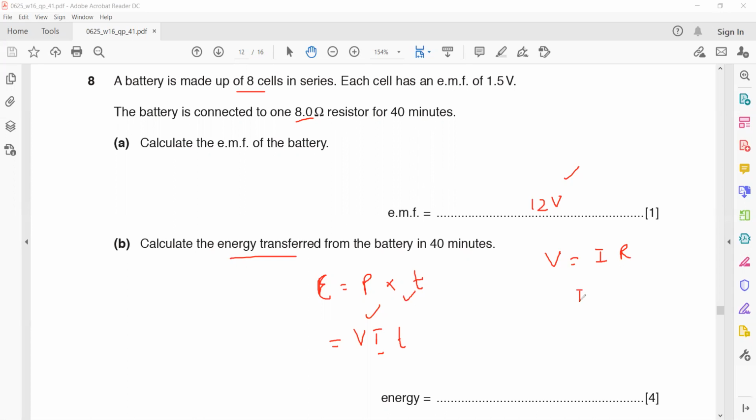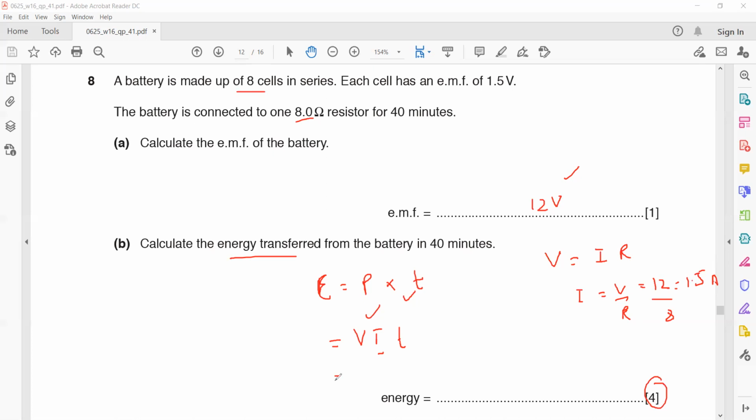So I is equal to V divided by R. Because in this part of the question you have to use two different formulas, that is why the weightage of this question is more. V is equal to IR, so I is equal to V over R. The voltage is 12 and the resistance is 8. So 12 divided by 8 is equal to 1.5. So the current is 1.5 ampere.